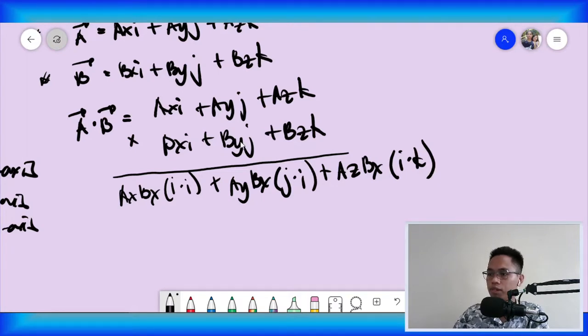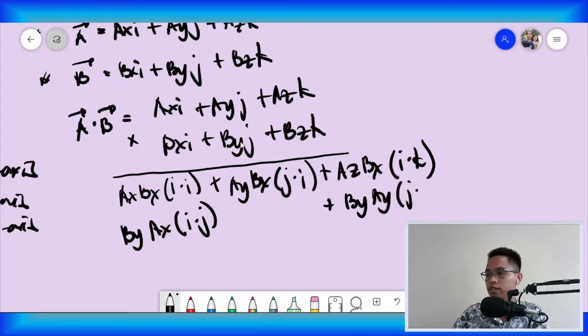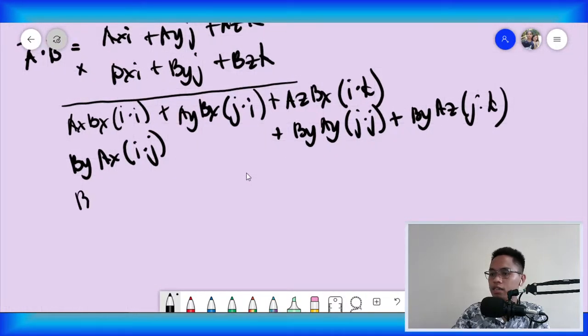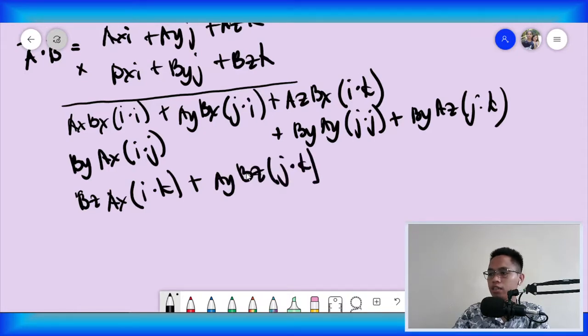Next, we go to BY. This would be BY AX, this would be I dot J, plus BY AY, J dot J, plus BY AZ, this would be J dot K. Last is BZ. BZ times AX would be I dot K. Then plus AY BZ, that would be J dot K. Lastly is BZ AZ, that would be K dot K.